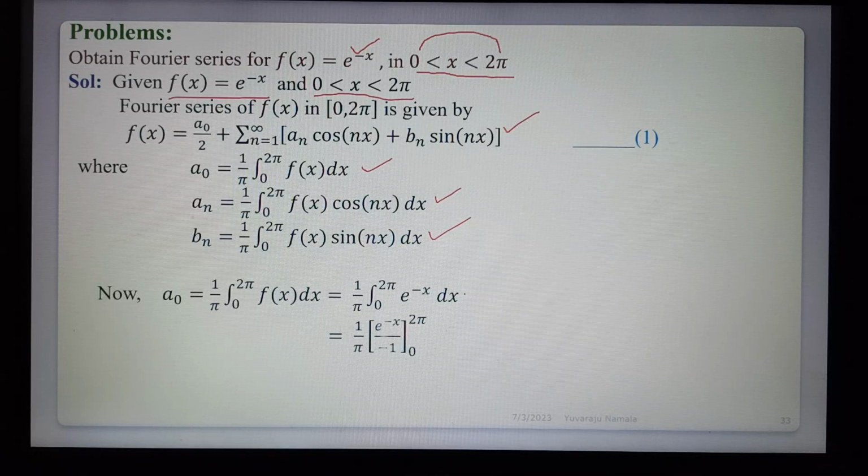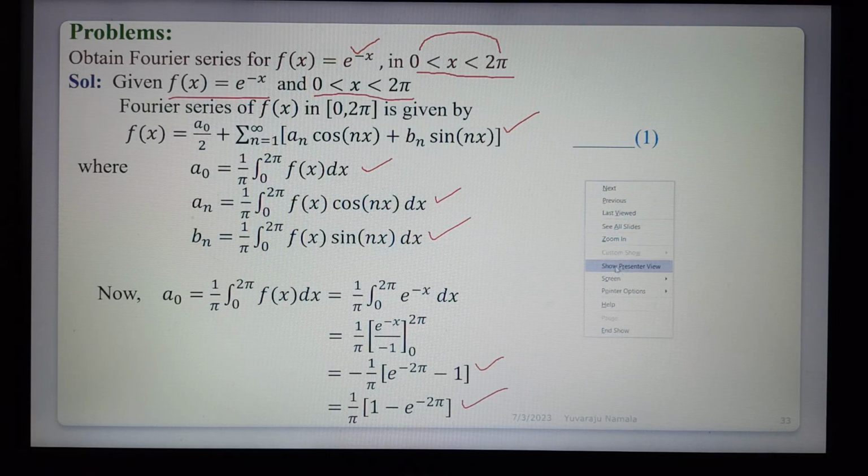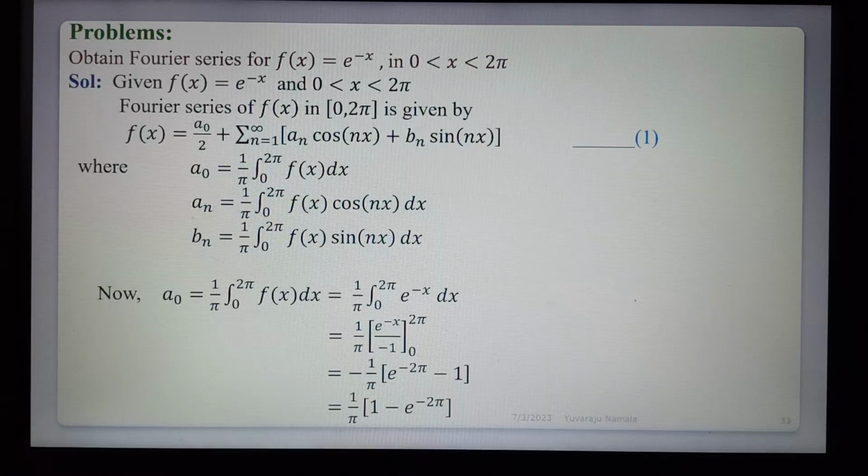So the integration of e power minus x is e power minus x by minus 1, substituting limits 0 to 2 pi. Taking the minus common, minus 1 by pi, e power minus 2 pi minus e power 0 into 1. So a naught is equal to 1 by pi into 1 minus e power minus 2 pi. Similarly we have to find the an value.